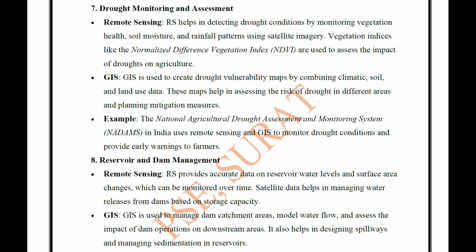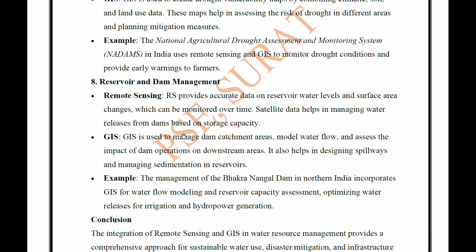GIS is used to create drought vulnerability maps by combining climate, soil, and land use data. These maps help in assessing the risk of drought in different areas and planning mitigation measures. Example: the National Agricultural Drought Assessment and Monitoring System, NADAMS, in India uses remote sensing and GIS to monitor drought conditions and provide early warning to farmers.